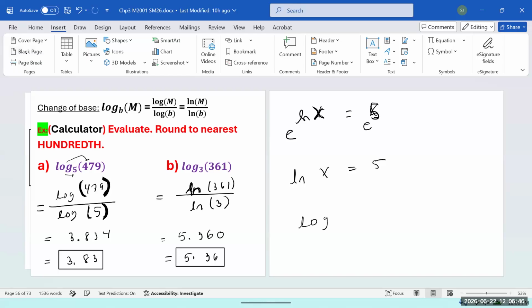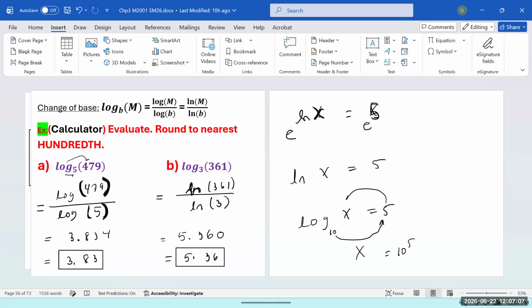If I told you we have log x equals 5, how are you going to solve for x? See, we have an invisible 10 here. So you convert this into an exponential function. So 10 to the 5 gives you the argument.